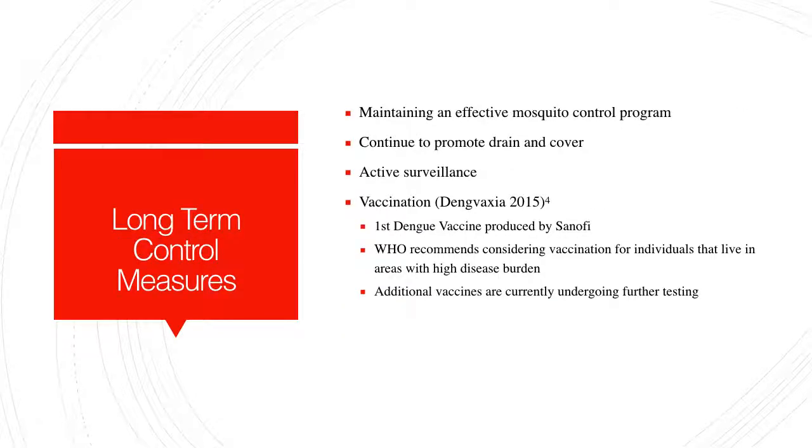The long-term control measures involved maintaining an effective mosquito control program, continuing to promote drain and cover, active surveillance, and the development of vaccinations. In 2015, the company Sanofi introduced the first dengue vaccine, known as Dengvaxia. The WHO currently recommends considering vaccination for individuals that live in areas with high disease burden. Additional vaccines are currently undergoing further testing.